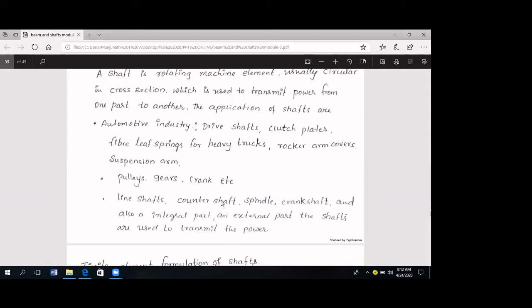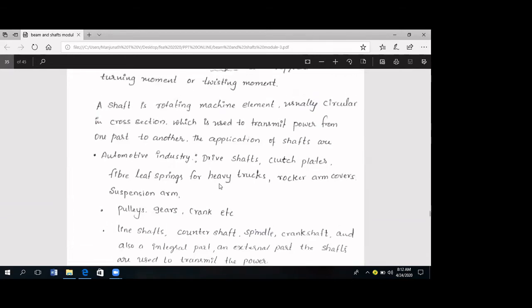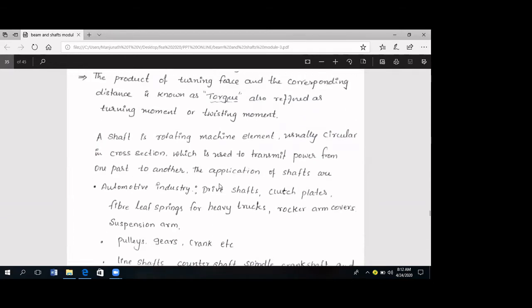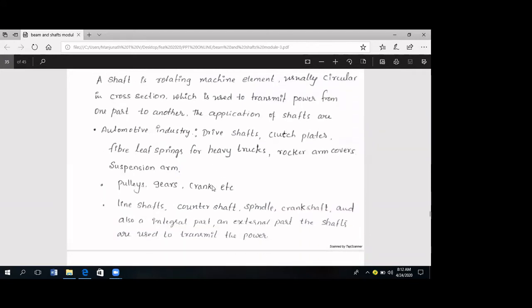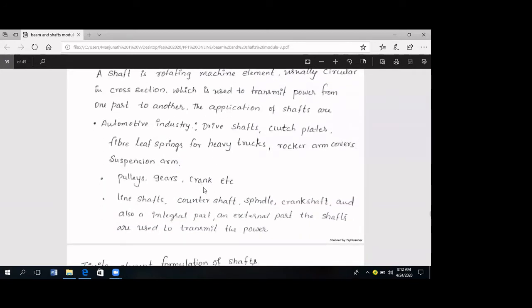These shafts are also used in machines as an integral part of the machine element. As an external part, the shaft is used to transmit the power from one part to another part. This is how the shaft functions to transmit power in so many applications, in so many fields of engineering.